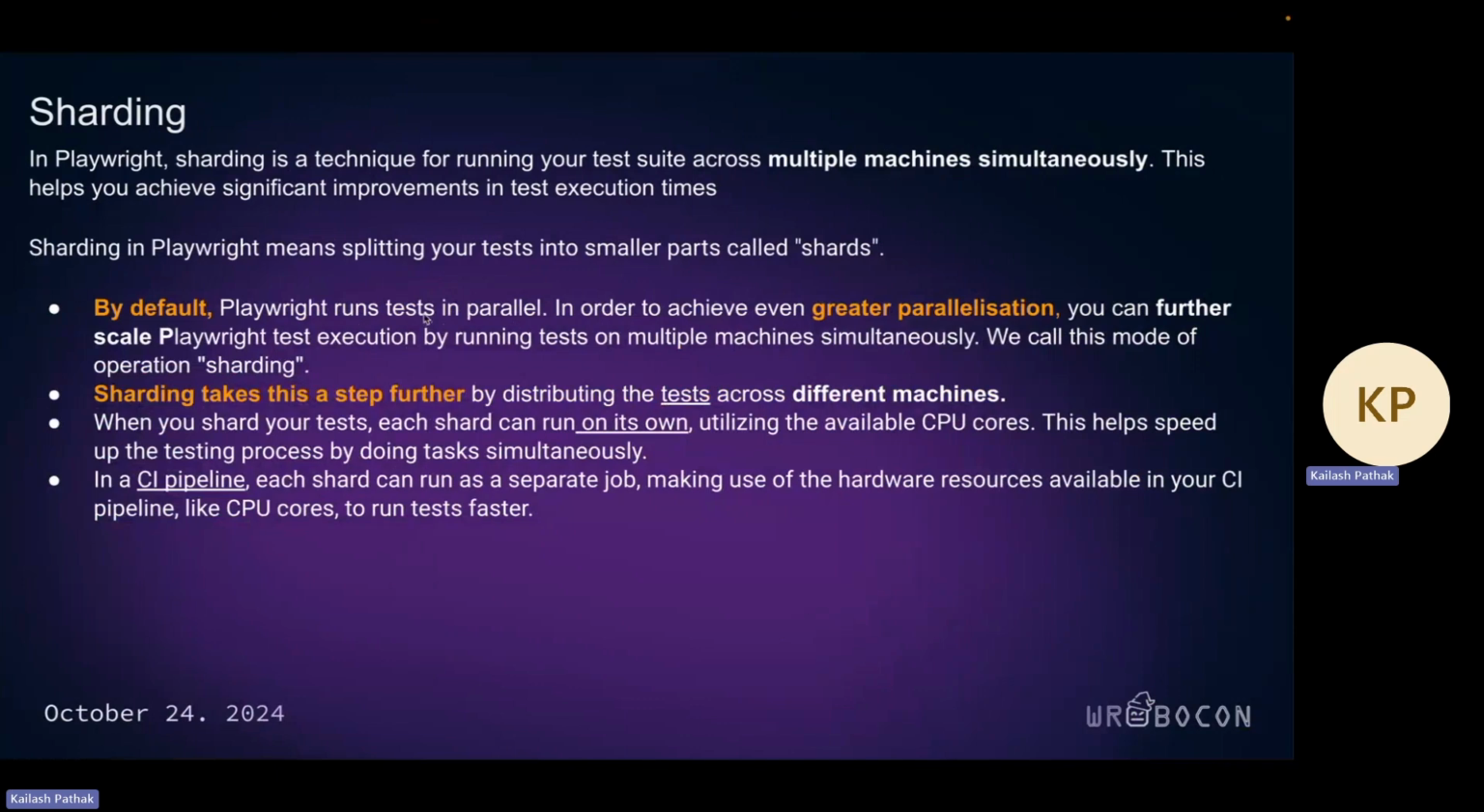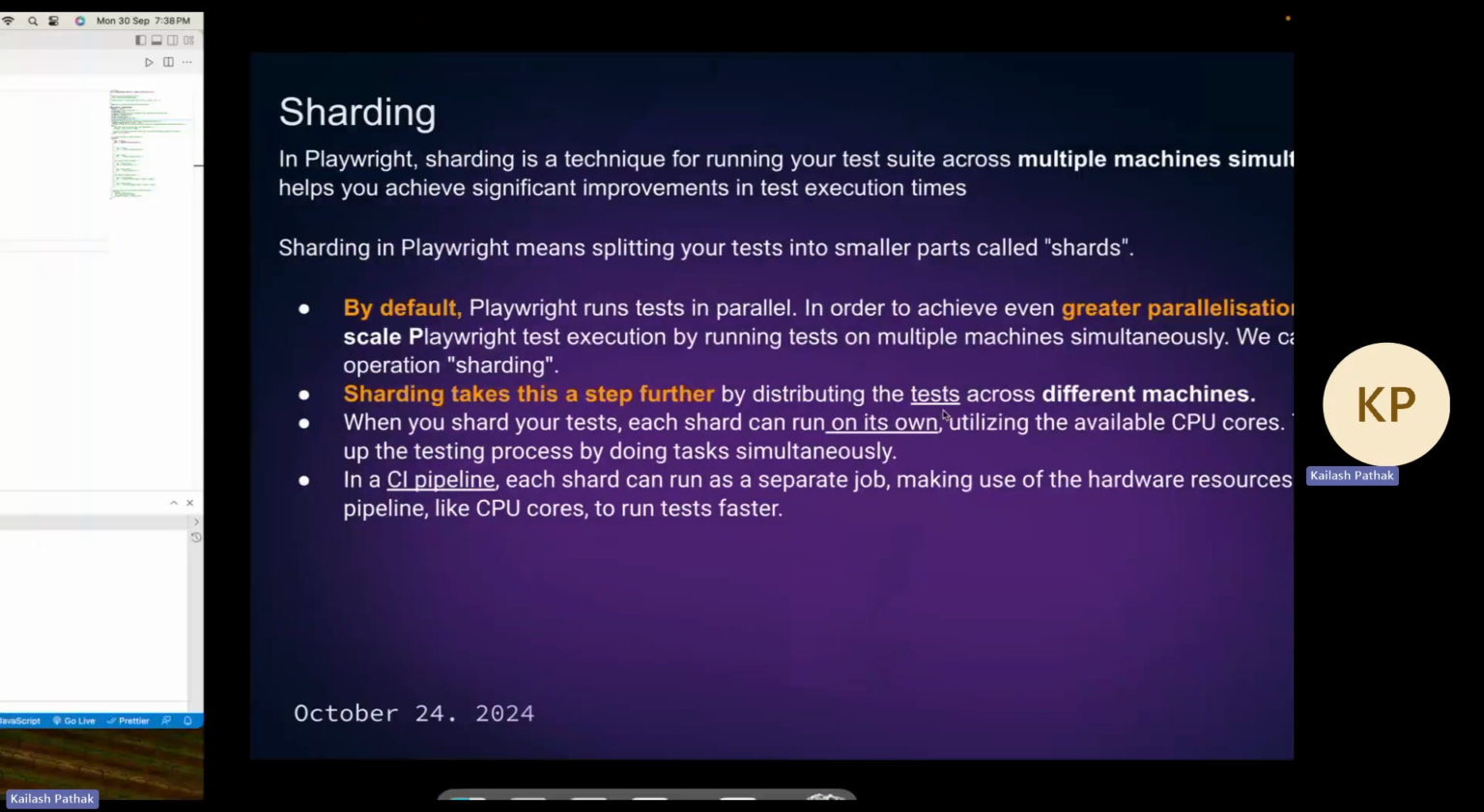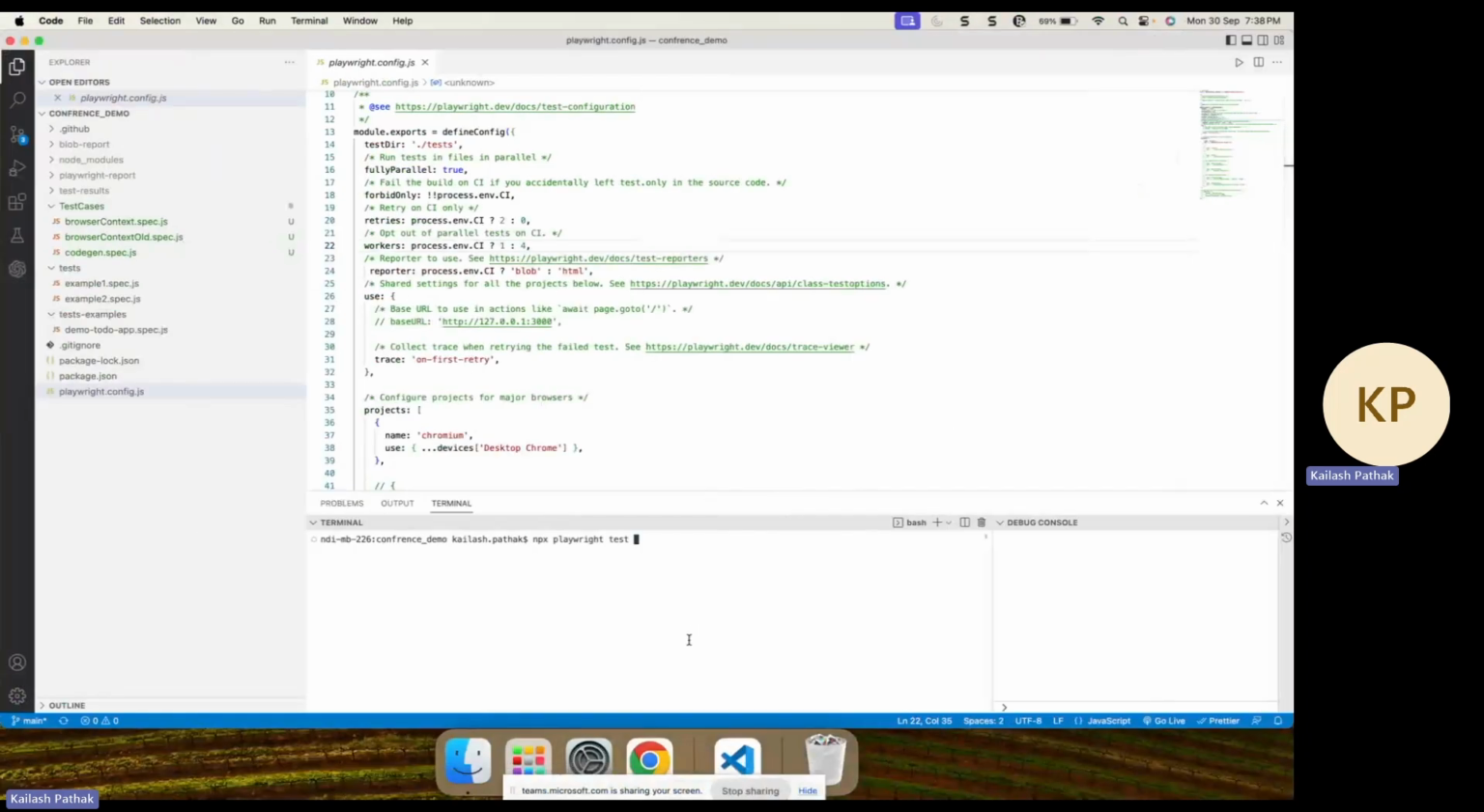By default, Playwright runs tests in parallel. In order to achieve even greater parallelism, you can further scale the Playwright execution. Okay. Sharding takes this a step further by distributing tests across different machines. So what sharding will do, let me run it first locally.